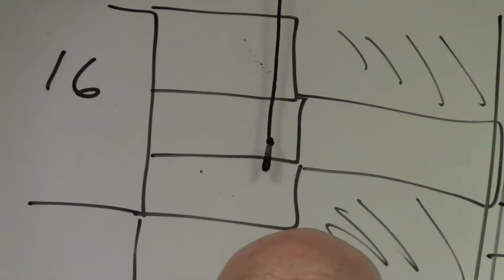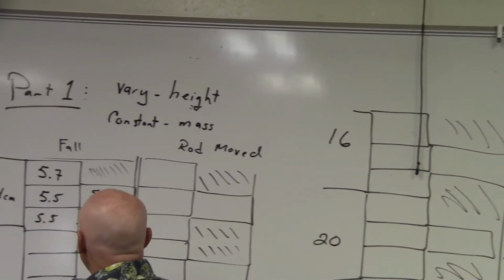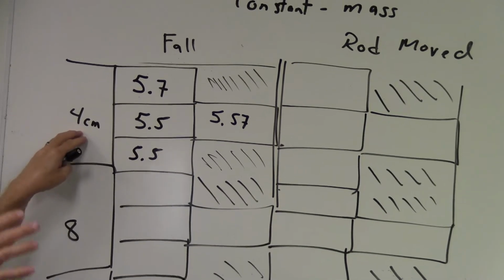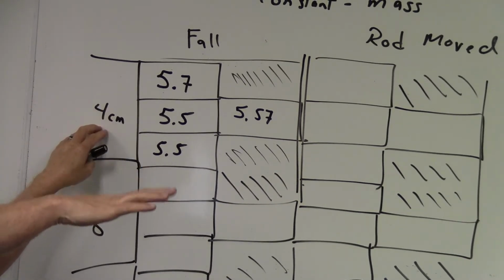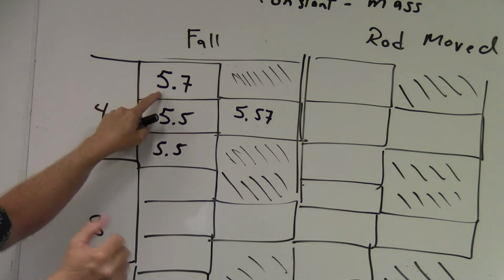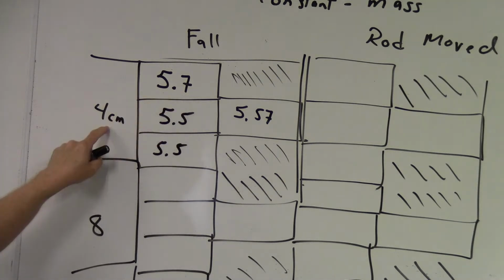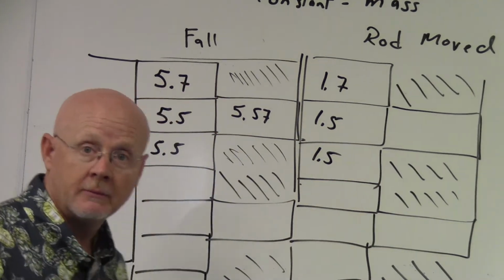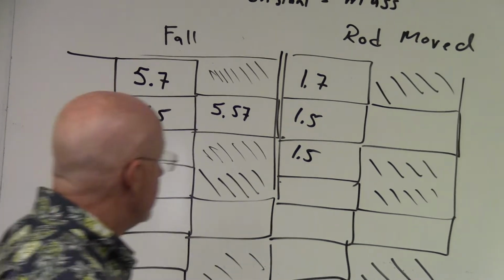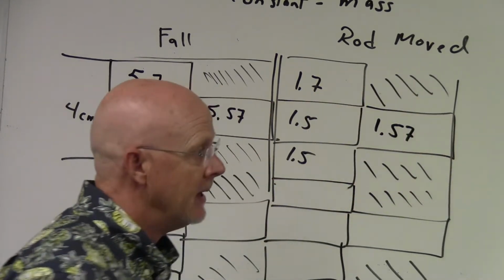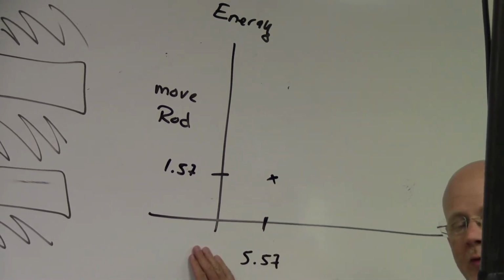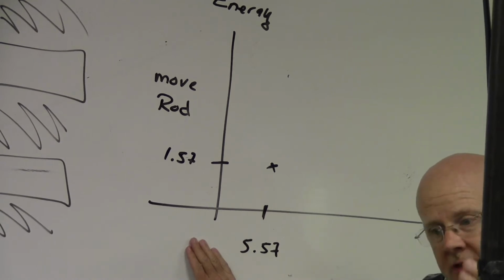But we can get the distance that the rod moves because the difference between here and here would be how far the rod moved, right? We set this up so that the driver would fall 4 centimeters, then it hits the rod and it pushes it down. And so if the whole distance it fell was 5.7, it did that because it pushed the rod 1.7. 1.5 and 1.5. Okay? And so you're going to want to average those and get 1.57. And so over here, you're going to want to put that then in your graph at 1.57. And so we're using the distance that the rod moved as a kind of measurement of how much energy it had.